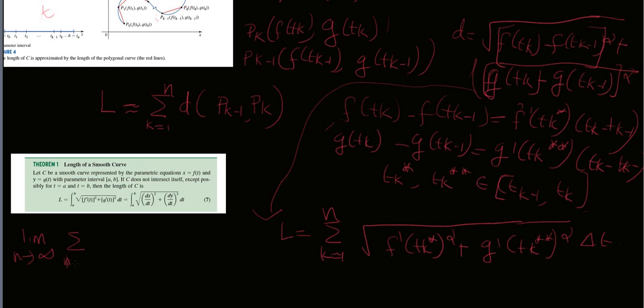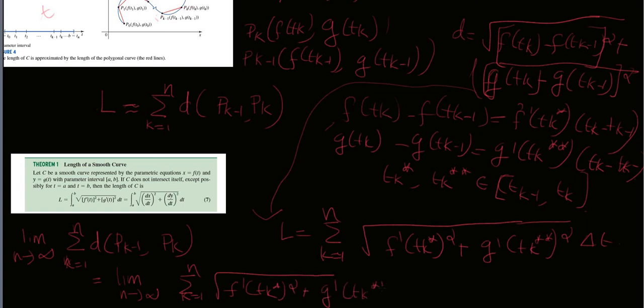Sigma k equal to 1 to n of the distance between P_{k-1} and P_k is equal to the limit as n tends to infinity of the summation k equal to 1 to n of the square root of f dash t_k star square plus g dash t_k double star square into delta t. After that, let the limit n tends to infinity. This is the definition.